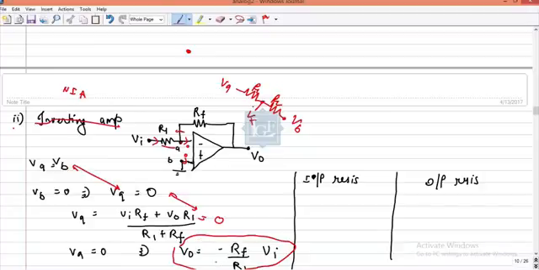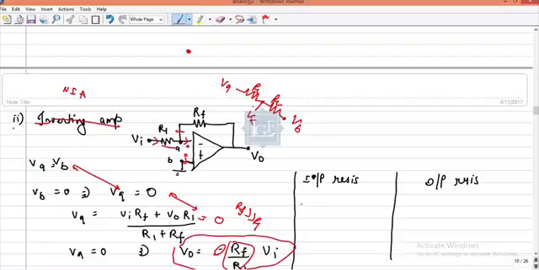What is the entire meaning of this inverting amplifier? V0 and Vi are out of phase by 180 degrees, and this is the amplification factor that Vi is getting multiplied with to get V0. Always RF is greater than R1. Just remember this thing, this will be asked in interviews. Always RF is greater than R1.